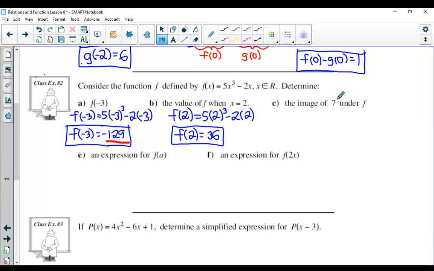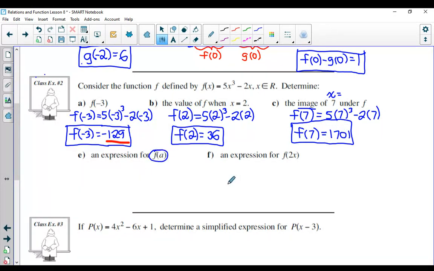The image of 7 under f. Okay, so that just means f of 7. Again, the image is just another name for the value, so the value of the function when x is equal to 7. So f of 7 would be 5. This time we replace x with 7. So 5 times 7 cubed minus 2 times 7. And if we plug that all in, we'd have f of 7 would be equal to 1,701. The function, when evaluated at x equals 7, has a y value of 1701.